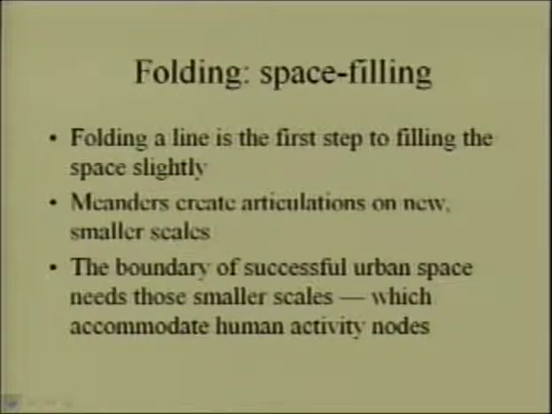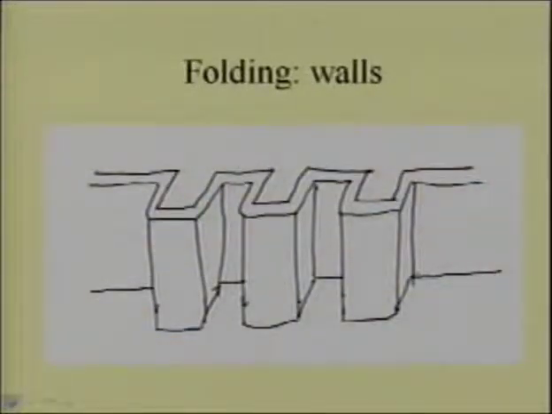Now, in some of the lectures later on the urban scale, the boundary of successful urban scale needs the smaller scales that are created by pushing and pulling, and especially folding. Urban scale that is unbounded is not usable. It is hostile psychologically. Urban scale that is bounded by perfectly smooth walls is just totally neutral. If you look and study all the most successful urban spaces, you will see that they show the characteristics of folding that I mentioned here.